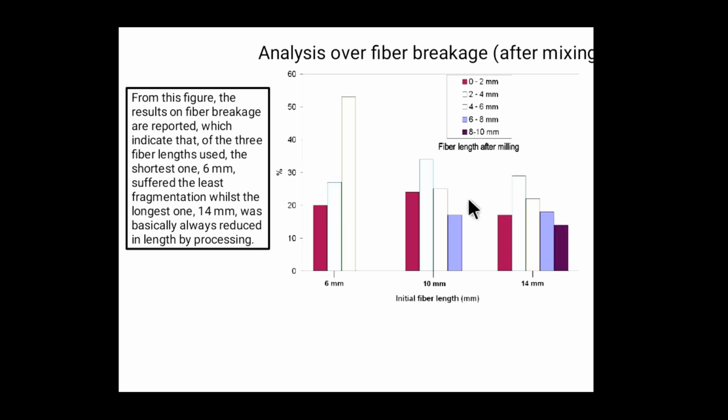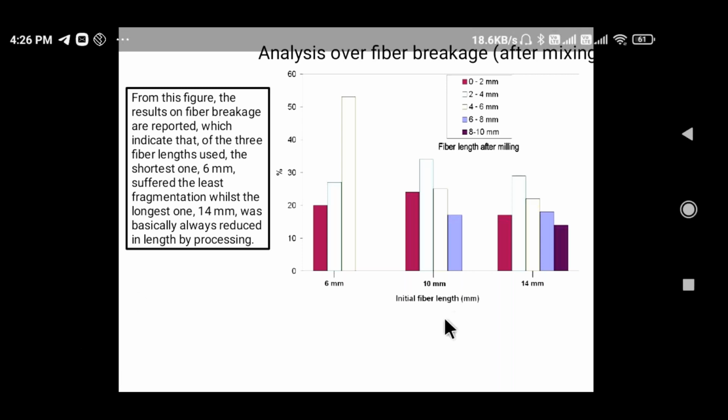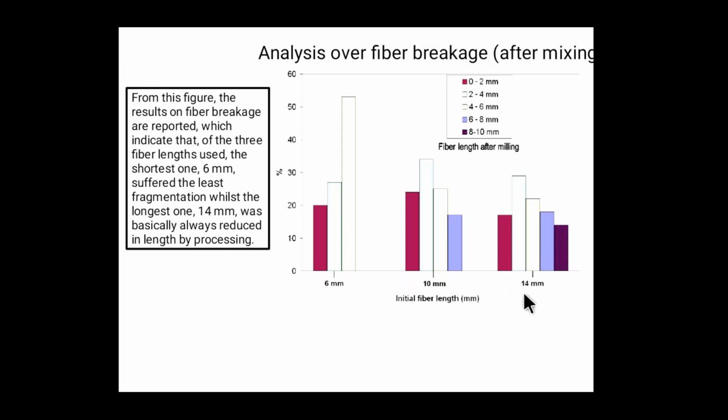Here is the analysis of fiber breakage. As I said earlier, we are using a two-roll mill. In between, we are putting the fiber along with the rubber as well as the chemicals. While we are mixing all the things, definitely some of the fiber will get damaged. So I have taken this breakage analysis, here with 6 mm, 10 mm, and 14 mm. When you put the fiber of the corresponding length in the two-roll mill, due to the breakage, a few of the fibers will break.